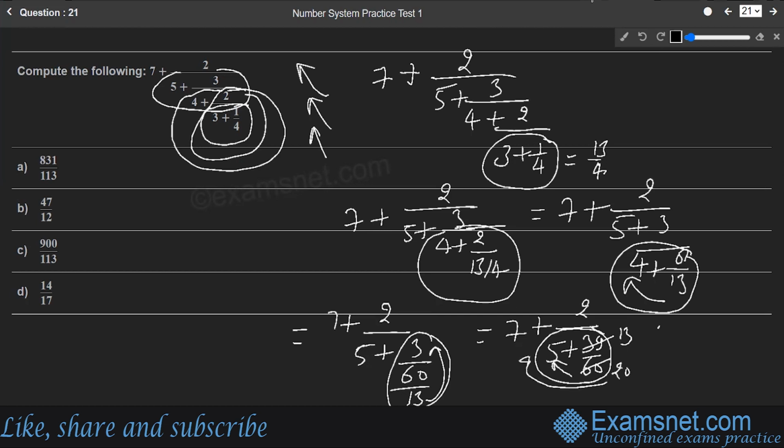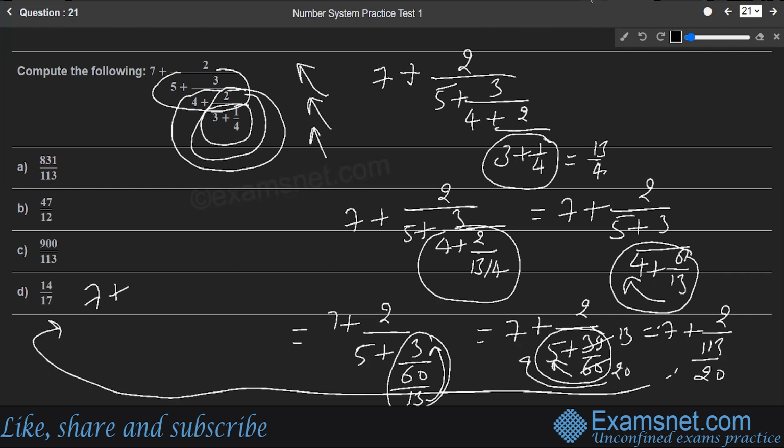20 into 5 is 100. 100 plus 13 is 113. So it's going to be 7 plus 2 divided by 113 divided by 20. If we solve this again, in the next step it is going to be 7 plus 2 divided by 113 by 20, which will be 40 by 113. If we take the LCM this time, 113 plus 7 into 7 plus 40, so it is ultimately coming out to be 831 by 113. 831 by 113 is the final answer, which is available in option A.